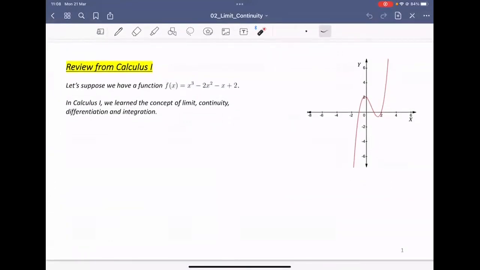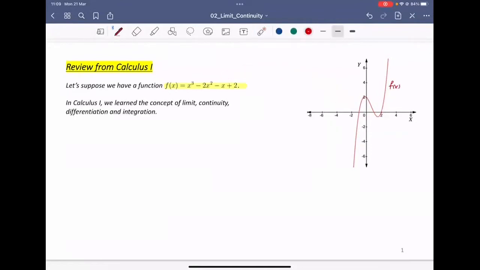Let's begin with the review from Calculus 1. Here I have the graph for f(x) equal to x cubed minus 2x squared minus x plus 2. So this is a function that I have the graph of here. If you use Google or Mathematica or Wolfram Alpha or any program to draw the graph, you're going to get the graph of this f(x) here. So this is the graph of f(x).